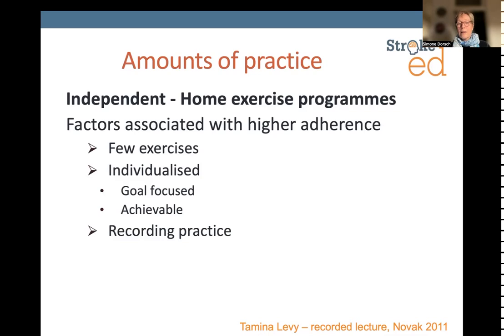Recording practice. Now we know across all types of adherence to doing more exercise of any sort for people in cardiac rehab and pulmonary rehab, that recording the amount of exercise that you do is an incredible driver of adherence. So have systems in place for people to record the amounts of reps, not time, but actual repetitions of practice. And have systems in place for monitoring that.